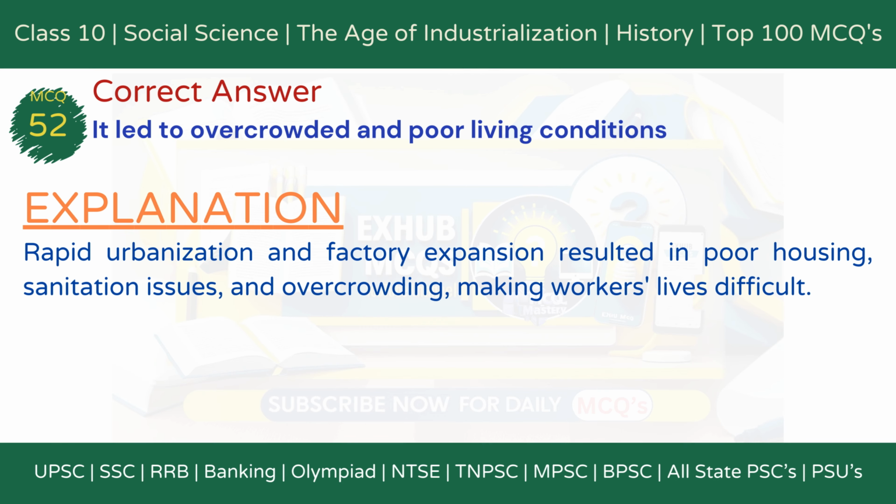The correct answer is option B. It led to overcrowded and poor living conditions. Explanation. Rapid urbanization and factory expansion resulted in poor housing, sanitation issues, and overcrowding, making workers' lives difficult.